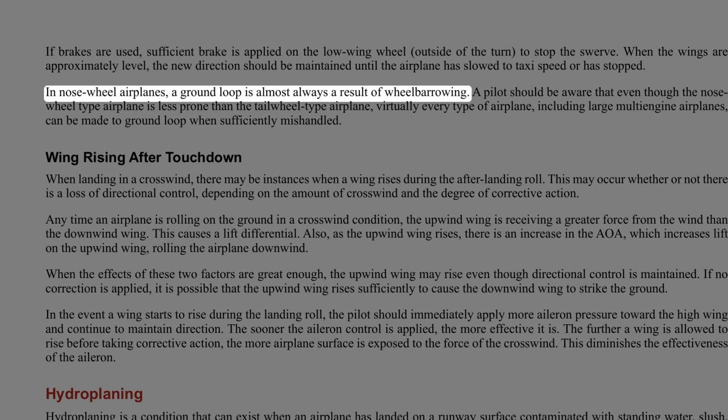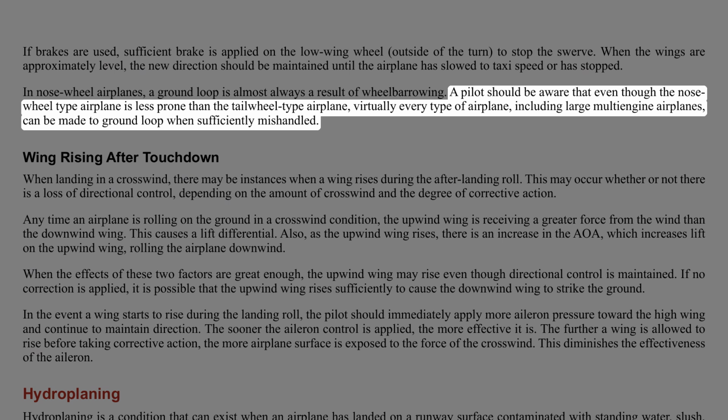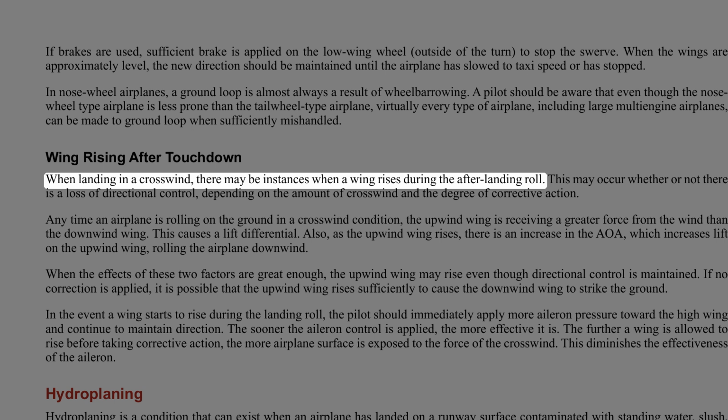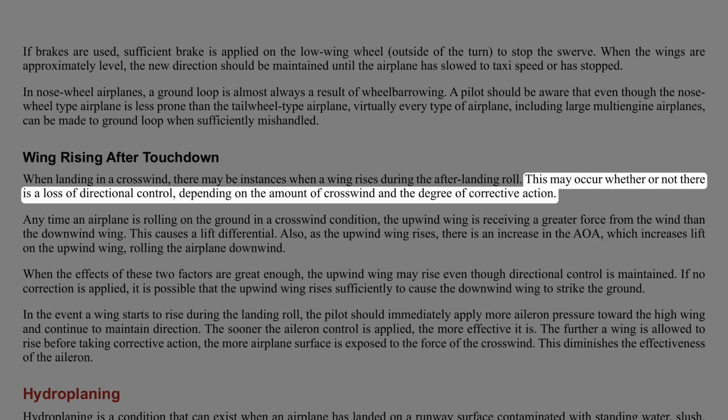In nosewheel airplanes, a ground loop is almost always a result of wheelbarrowing. A pilot should be aware that even though the nosewheel type airplane is less prone than the tailwheel type airplane, virtually every type of airplane, including large multi-engine airplanes, can be made to ground loop when sufficiently mishandled. Wing rising after touchdown. When landing in a crosswind, there may be instances when a wing rises during the after landing roll. This may occur whether or not there is a loss of directional control, depending on the amount of crosswind and the degree of corrective action.